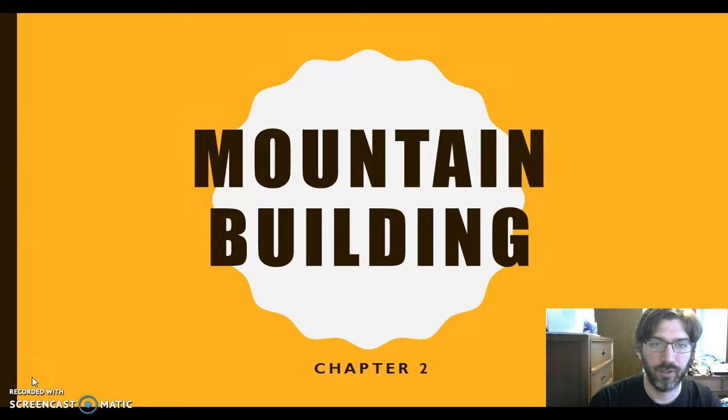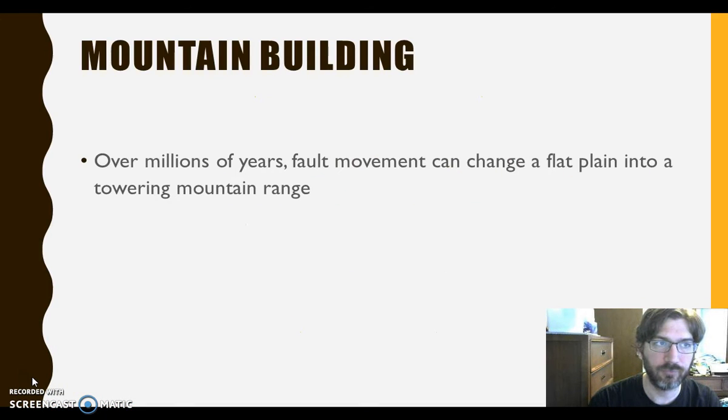This video is going to look at mountain building. So in certain types of faults and in certain areas, depending on how the plates are moving, you're going to start to form mountains. And there are different ways we get mountains, and depending on the type of fault you have is going to result in different types of mountains that you see.